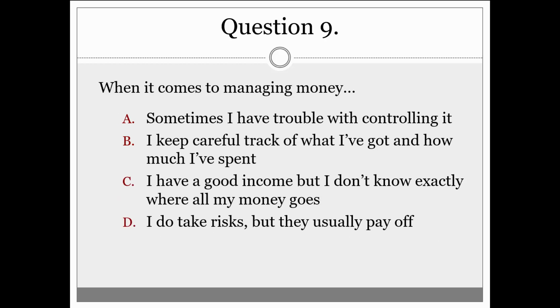Number 9. When it comes to managing money, A, sometimes I have trouble with controlling it. B, I keep careful track of what I've got and how much I've spent. C, I have a good income, but I don't know exactly where all my money goes. D, I do take risks, but they usually pay off. Whichever one of those answers best describes you, put that letter next to number 9 on your answer sheet.